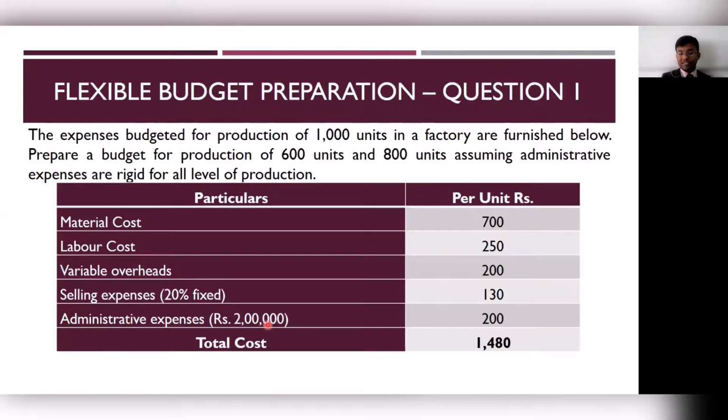Administrative expenses are given as 2 lakh. It is also given in the question that it is rigid for all levels of production. What this means is that it is a fixed cost. So we are asked to prepare the budget for 600 and then for 800. This is the question which has been given to us.